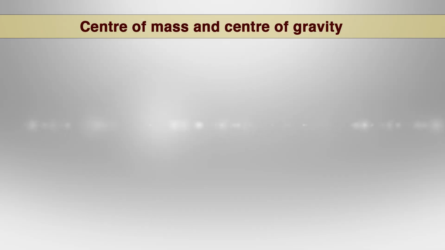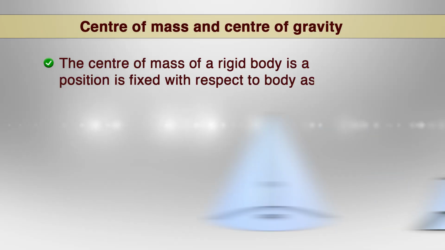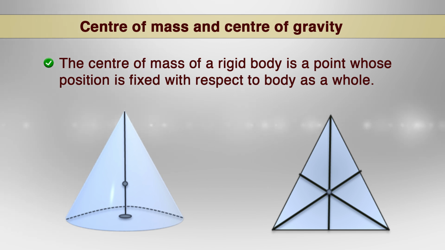Before starting today's topic, let us go through some important terms of rotational motion which will be helpful in describing today's topic: center of mass and center of gravity. The center of mass of a rigid body is a point whose position is fixed with respect to the body as a whole. This point may or may not be within the body. It depends on the shape of the body and distribution of mass in the body.